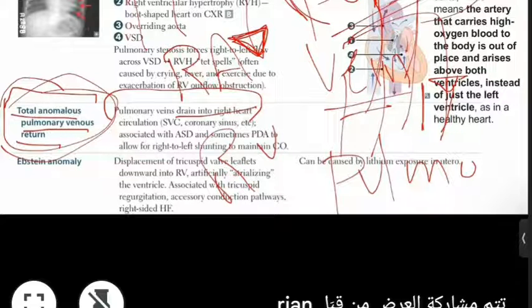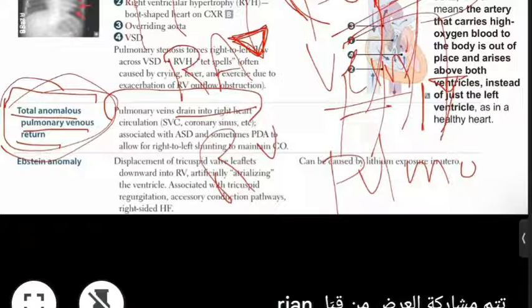So imagine the blood with high oxygen and the blood with low oxygen are mixed together. So the percent of saturation of oxygen in that blood will decrease, and this will create a problem. So you have pulmonary veins draining into the right heart circulation, like the superior vena cava, the coronary sinus, etc., associated with atrial septal defect and sometimes patent ductus arteriosus to allow the right to left shunt to continue the cardiac output.